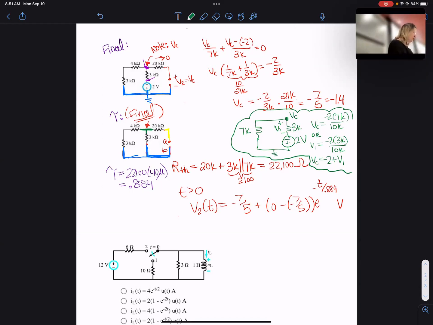Yes, it's going to get confusing if you put ground somewhere else, because for V2, if it's not ground on the bottom, you have to find that node voltage itself, and then it's the difference between the top and the bottom. That's why I like having the voltage marking follow the ground in the problem.